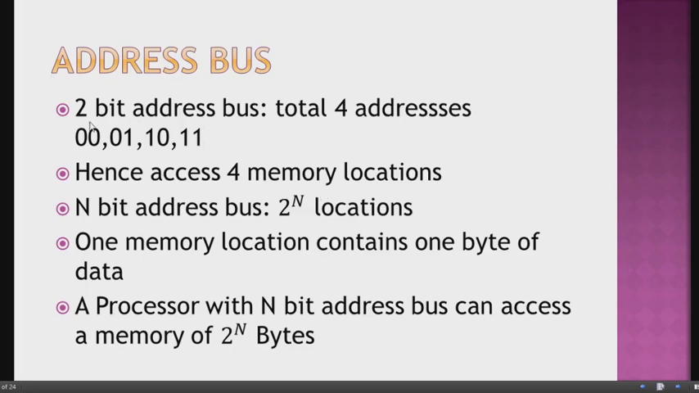Likewise, for 3 bits, what will the total number of addresses be? 2 raised to 3. So if an n-bit address bus is there, the total locations that can be accessed are 2 raised to n. Here, one memory location contains 1 byte of data. So a processor with an n-bit address bus can access a memory of 2 raised to n bytes.